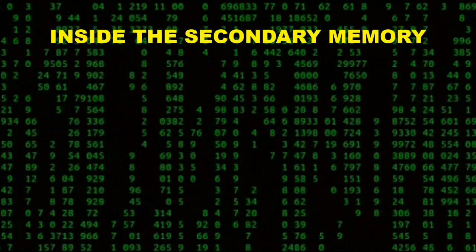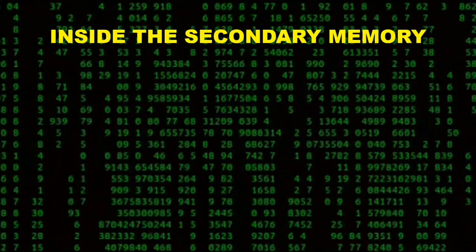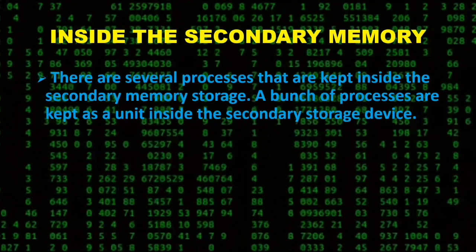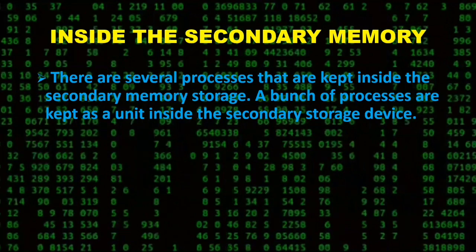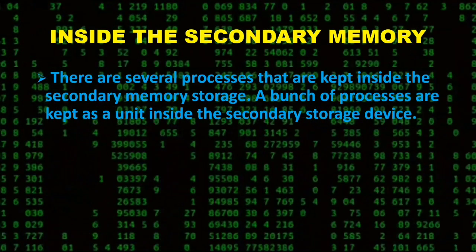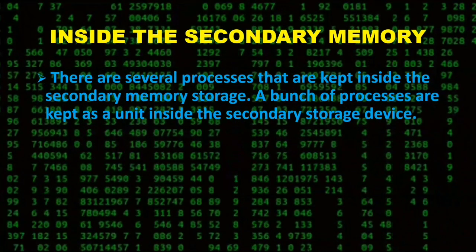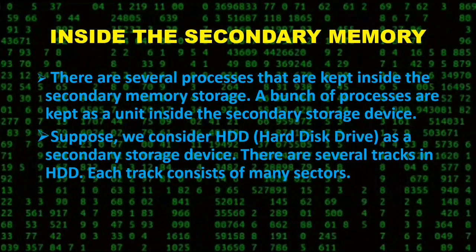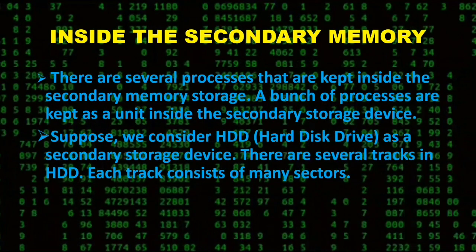So now we have to know how the processes are stored inside the secondary memory. There are several processes that are kept inside the secondary memory storage. Actually, a bunch of processes are kept as a unit inside the secondary storage device. Suppose we consider HDD as a secondary storage device, that is, hard disk drive.